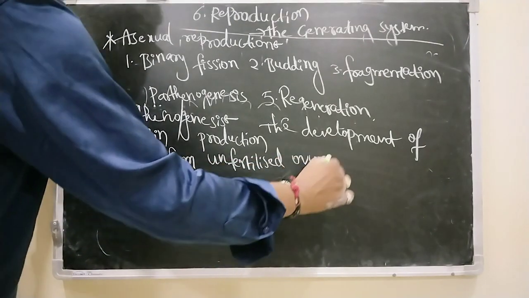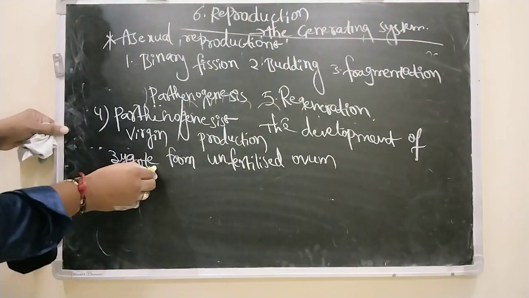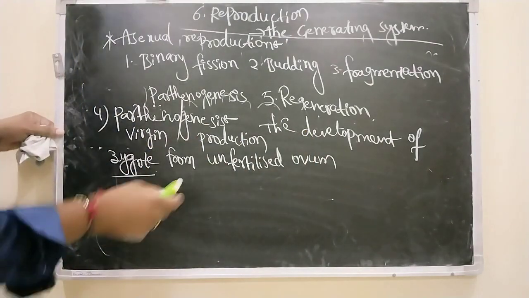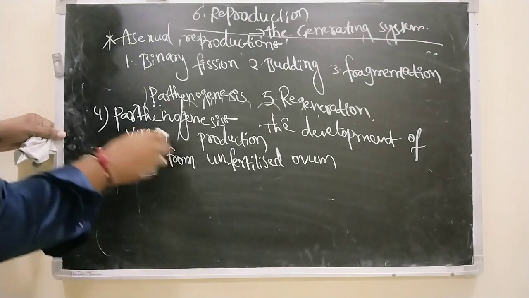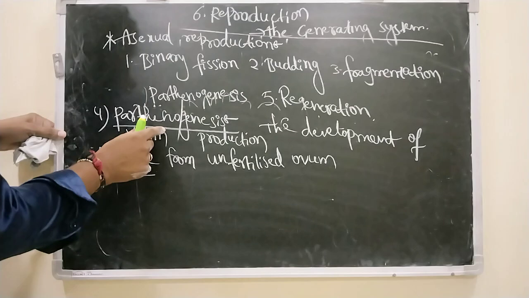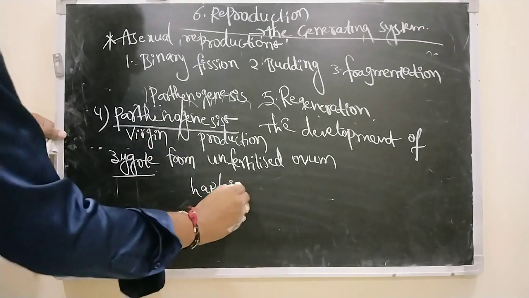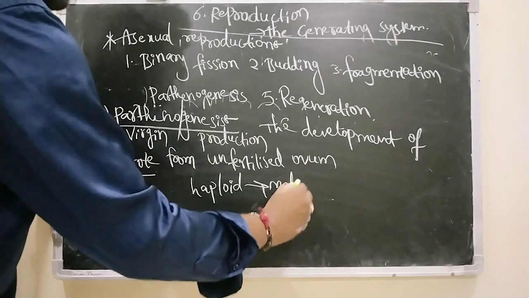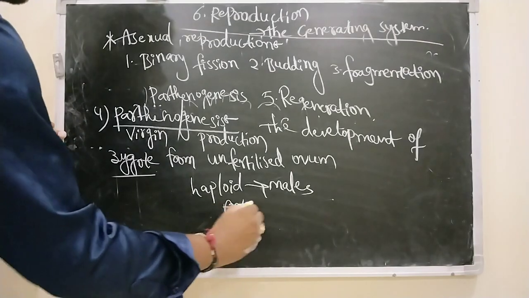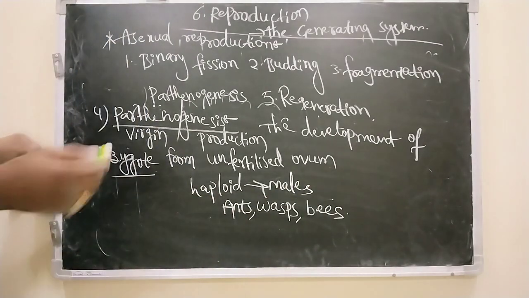Actually, when a zygote is formed, when sperm and ovum combine, then the zygote is formed. But here the ovum directly develops into a zygote. This process is called parthenogenesis. Whatever organisms are formed in this process are in haploid condition, and they are all males only. We observe this type of process in ants, wasps, bees, etc.